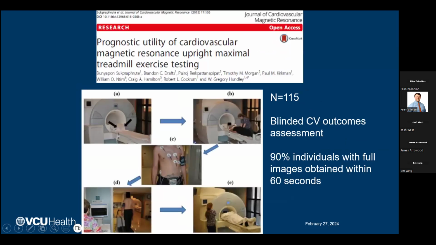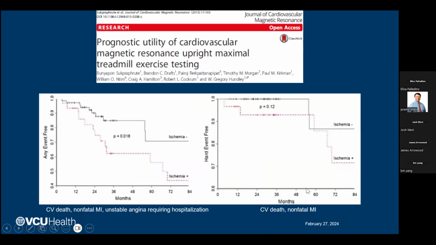But then later on, when they had more patients as a lab, they had more experience in performing these tests. They were able to achieve imaging within 60 seconds in 90% of individuals, and they found that their tests had prognostic value. So those with no signs of ischemia, meaning no EKG changes or wall motion abnormalities with exercise, in general had fewer composite events compared to those who did have signs of ischemia. And there's a trend towards even cardiovascular death and non-fatal MI.